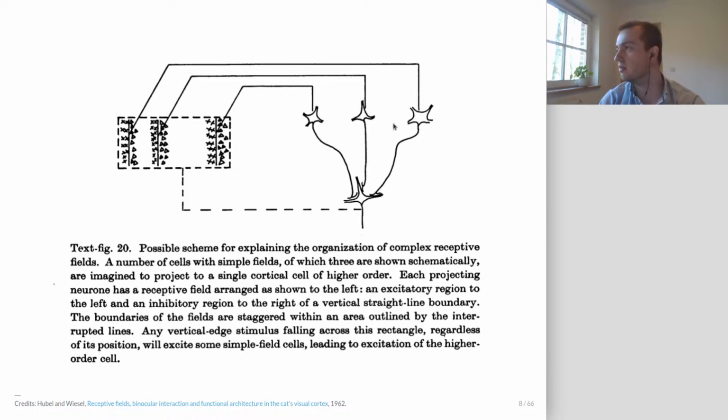And by this simple composition of 2 layers of cells, what they proposed as a model was an explanation of how you can basically detect patterns like lines regardless of their location.